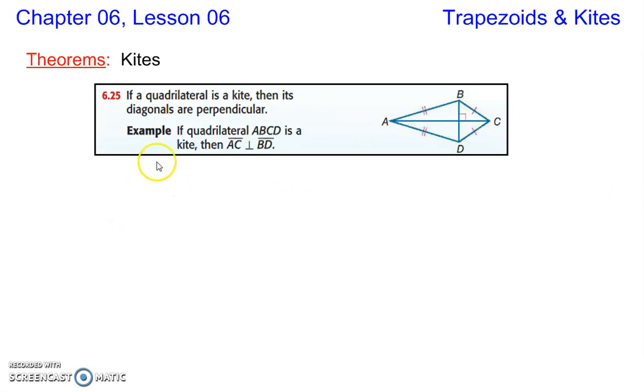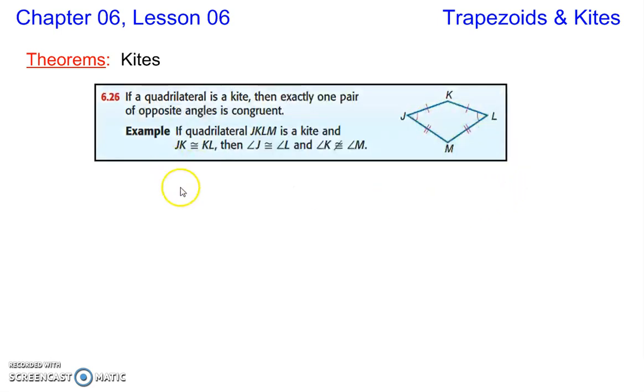A kite: if a quadrilateral is a kite, then the diagonals are perpendicular. Diagonals are at a right angle to each other. And if a quadrilateral is a kite, then exactly one pair of opposite angles is congruent. Notice that adjacent sides are congruent.